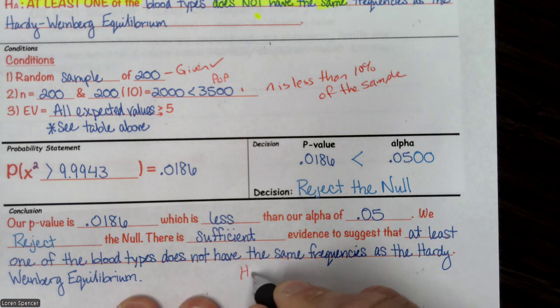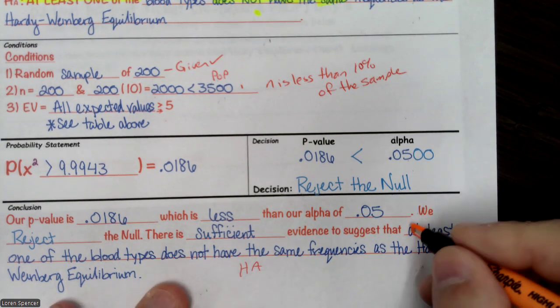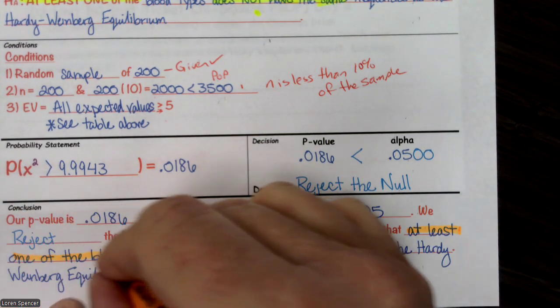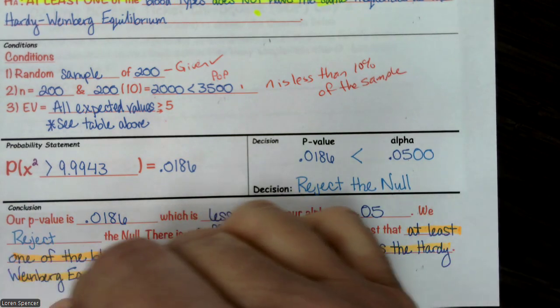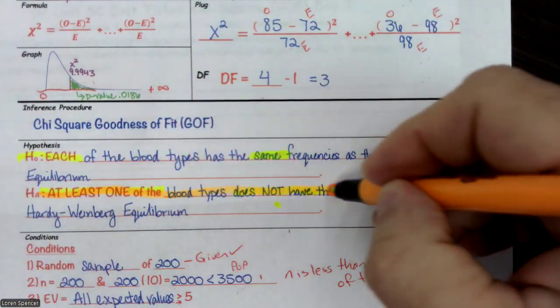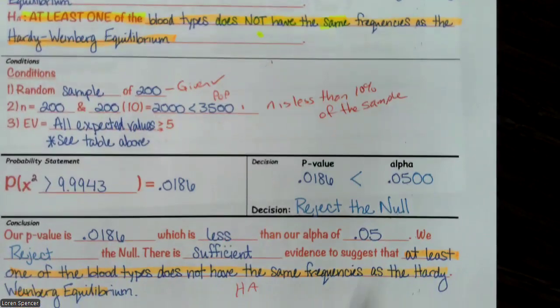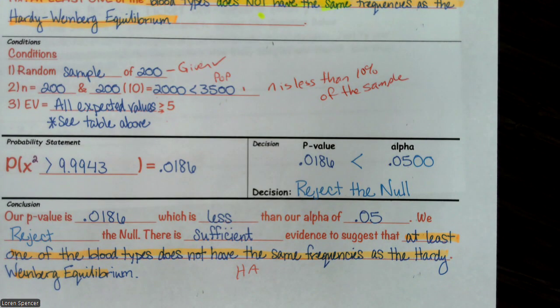As always, we're always restating our alternative right here. So let's look back at our alternative hypothesis. At least one of the blood types does not have the same frequencies as the Hardy-Weinberg. So it's super important that you define your hypothesis correctly for this.